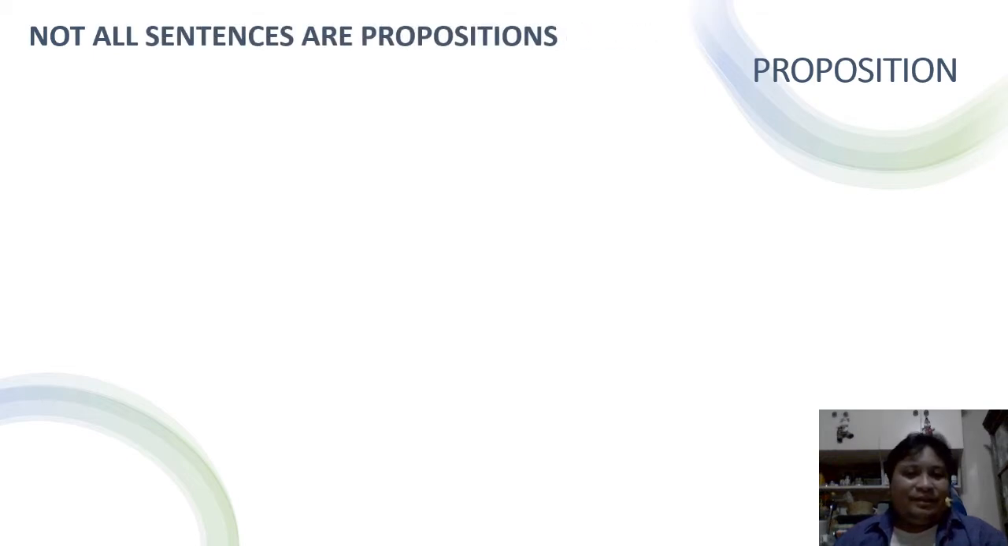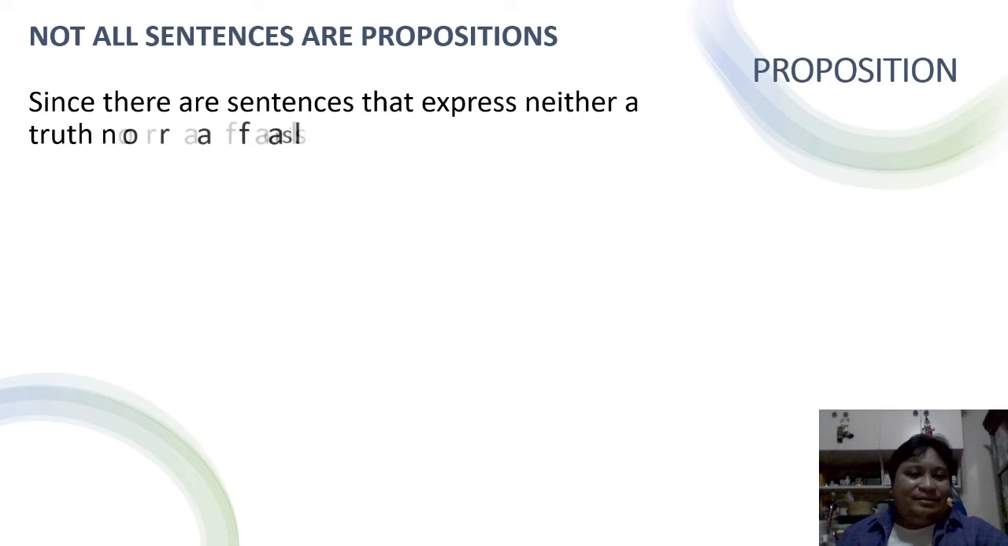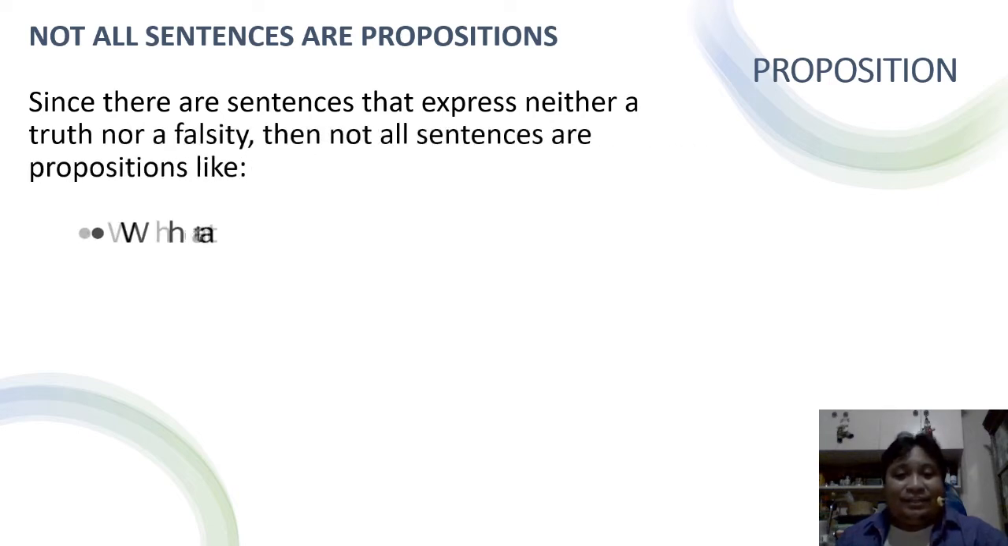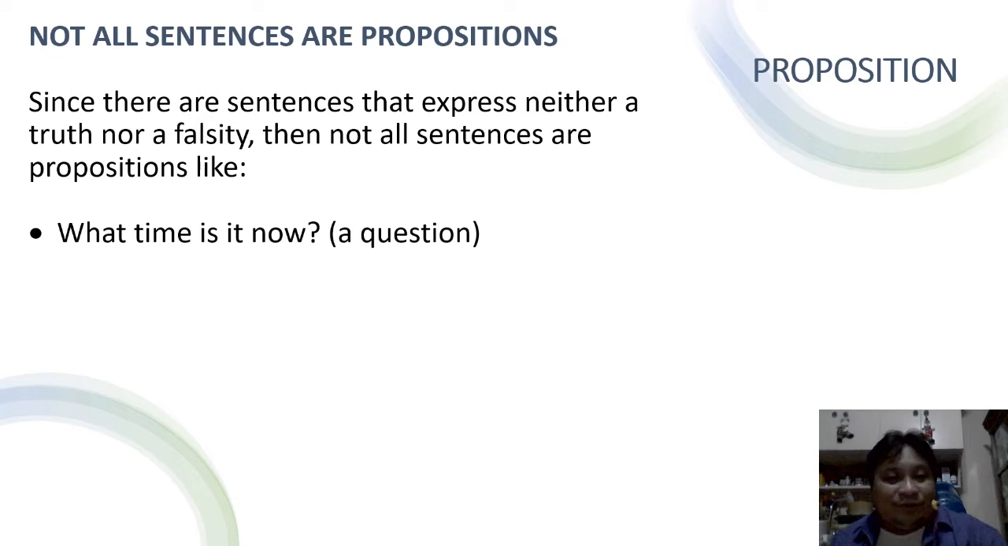Okay, not all sentences are propositions. I can say all propositions are sentences, but not all sentences are propositions. Why? Because there are sentences that express neither truth nor falsity. Just like an example, what time is it now? It is a question, an interrogative sentence. So that is a sentence, but it is not a proposition.